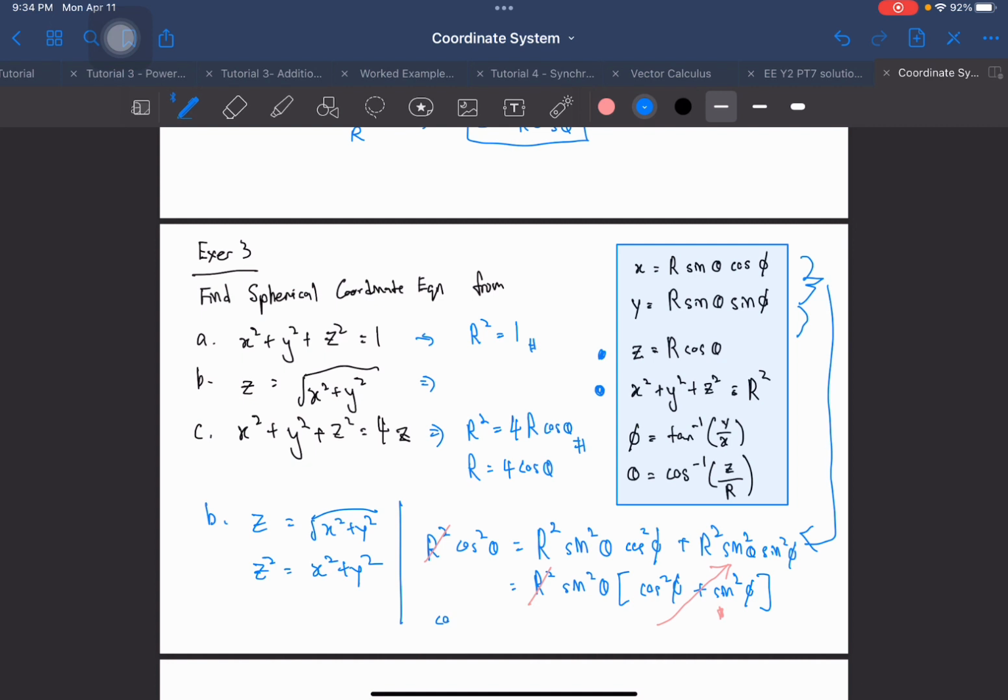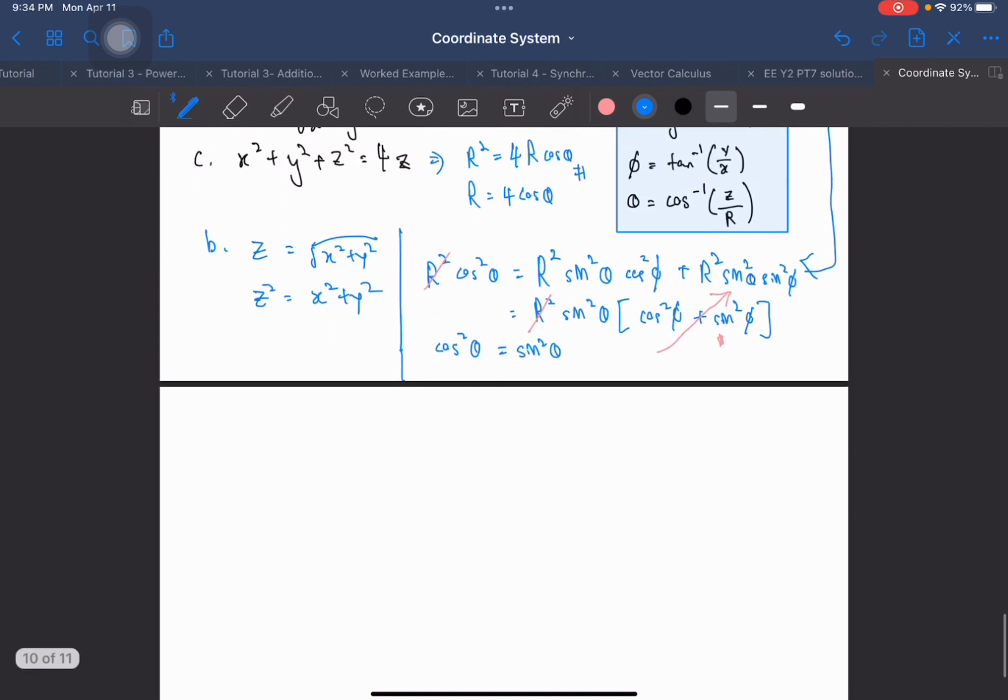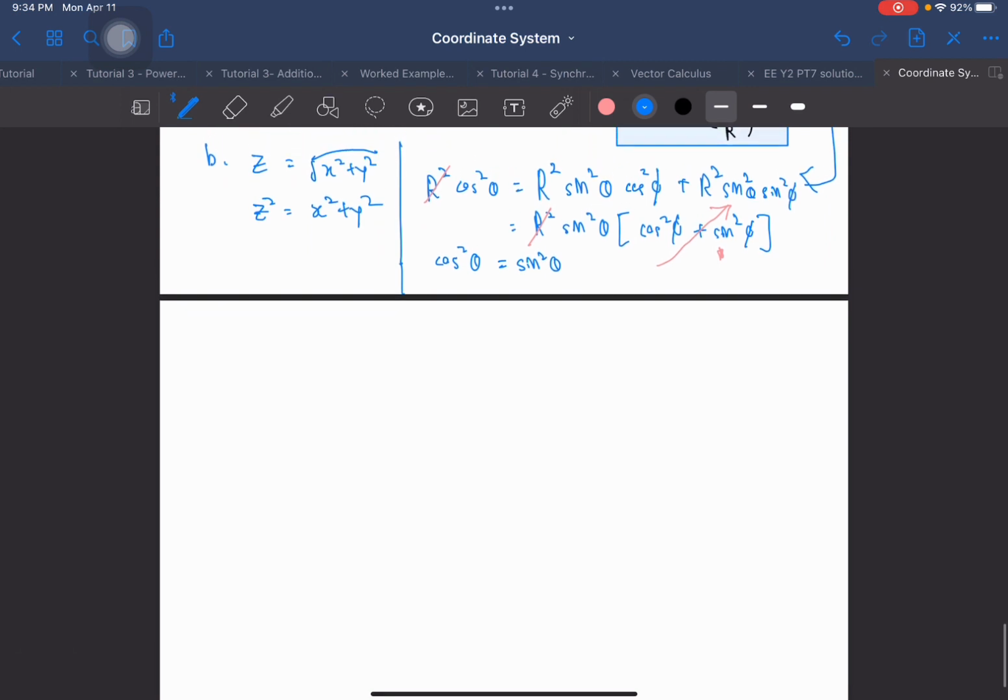So what equation do you get? You get cos square theta equals sine square theta. What is this? It's similar to tangent square theta, right? So what you're going to do is move cos square theta to this side so that you've got 1 equals sine square theta over cos square theta. So this is tangent square theta. So tangent square theta equals 1, and we are done.